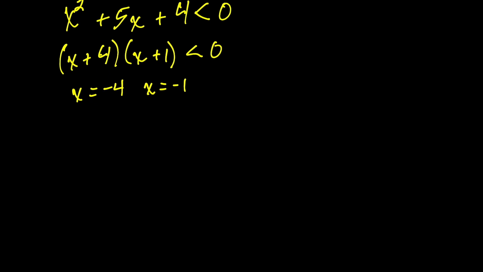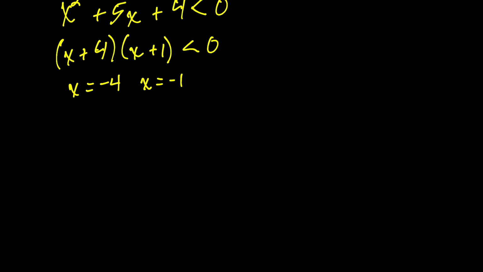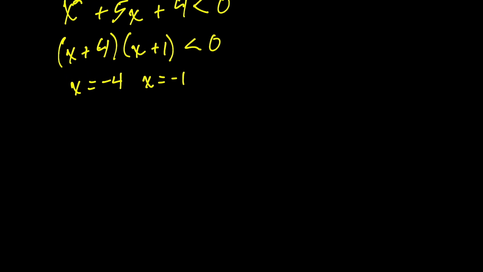Now what we're finding those out for are just numbers that we can put on a number line. The easiest way to do these is to just make a number line. And negative 4, that would be down here. Negative 1, that would be up here. And then we need to test values in each one of these regions. So I need to test a value less than negative 4. And I need to test a value between negative 1 and negative 4. And then I need to test a value greater than negative 1. And I'll show you how it goes.